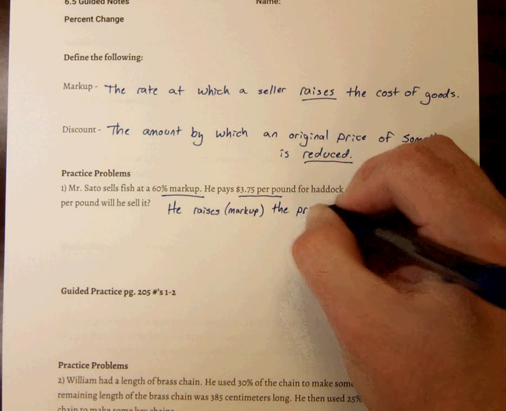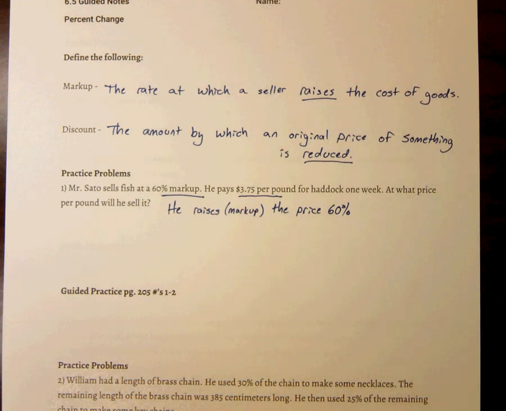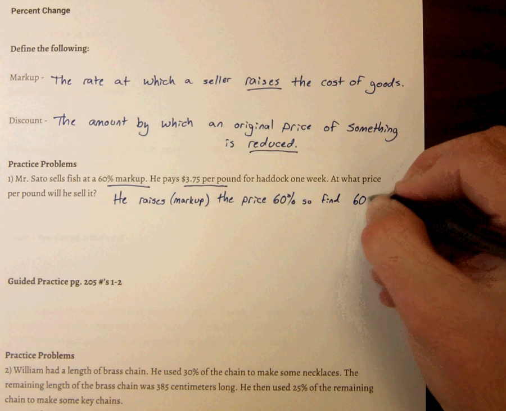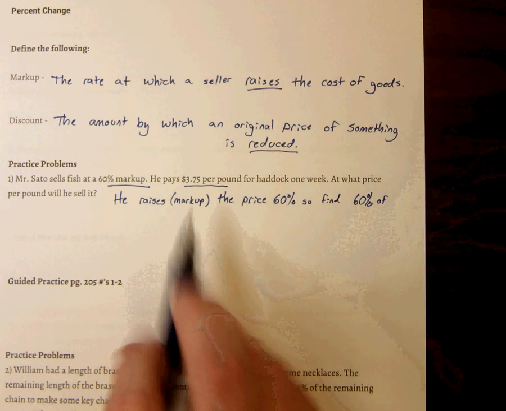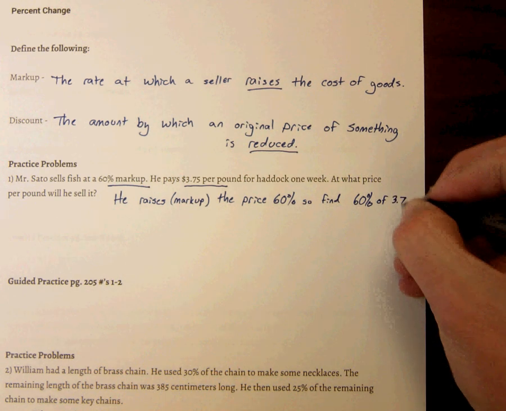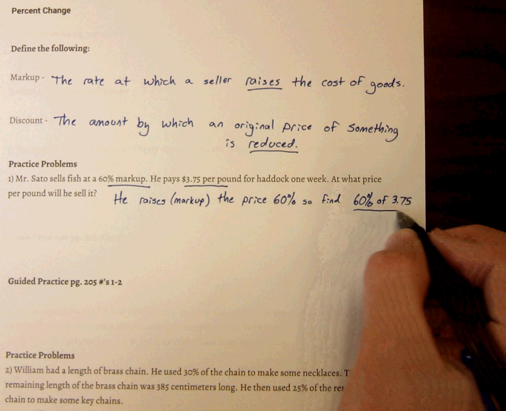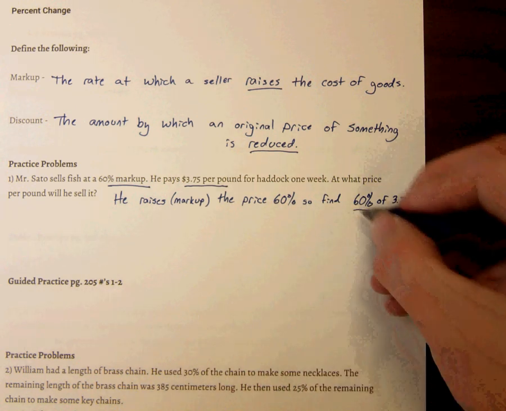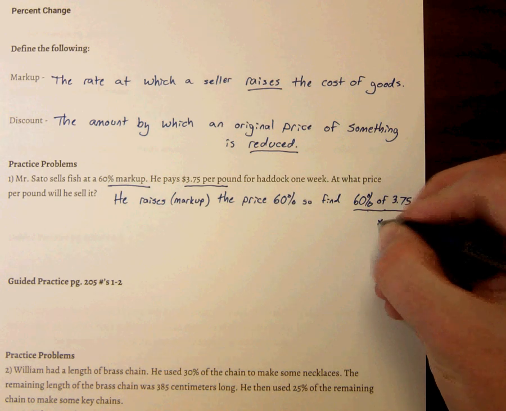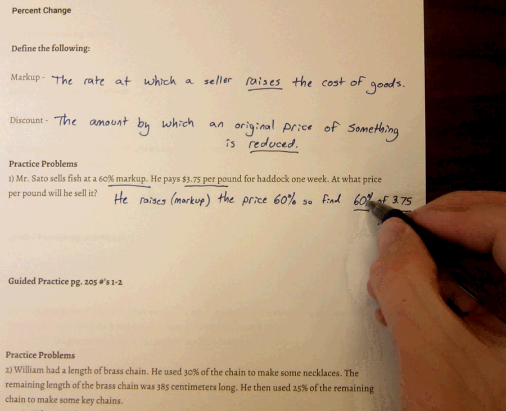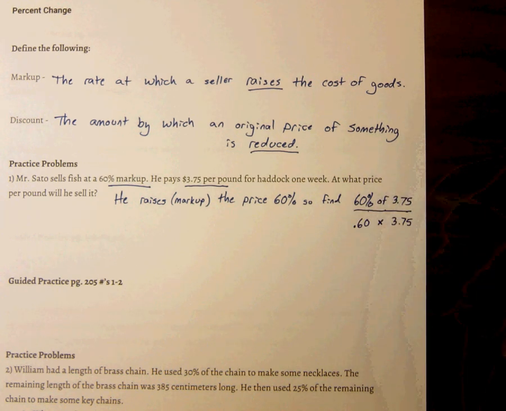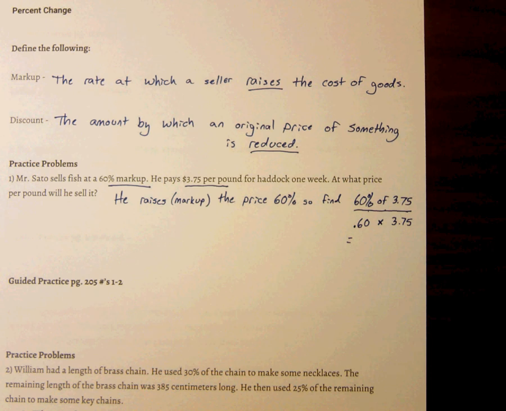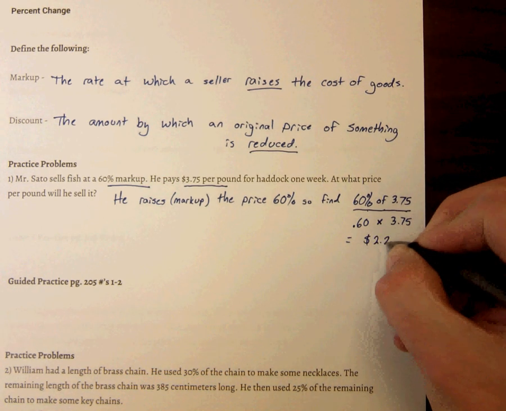So we need to find 60% of $3.75. So again, he's raising or marking the price up 60%. So we're going to find out how much it's actually going up. To find a percent of a number, you're going to multiply your number by the percentage in decimal form, which would be 0.60 or 60 hundredths. This comes out to $2.25. So what is this? Again, this is our markup.